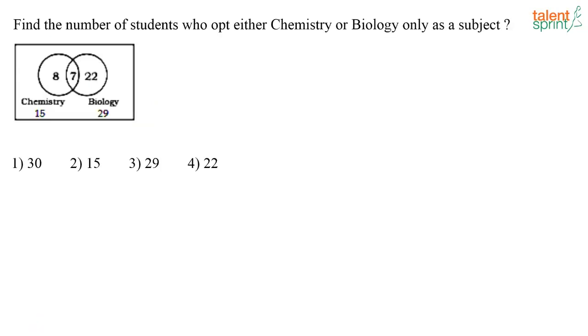Next one, find the number of students who opt either chemistry or biology only as a subject. So here a Venn diagram is given, you have to find out the number of students who opt either chemistry or biology only. So what is the answer here? See, only chemistry is this region and only biology is this region. So the answer is nothing but 22 plus 8, which is equal to 30. Option 1, 30 is your correct answer.